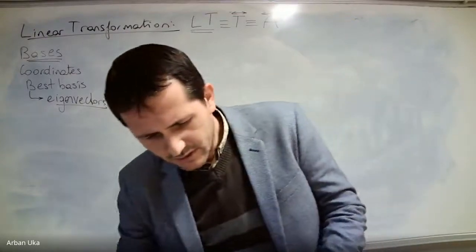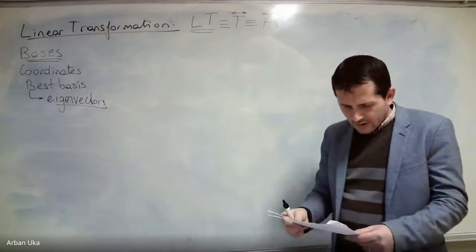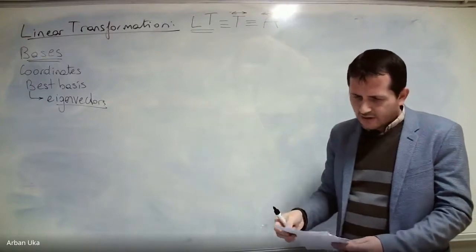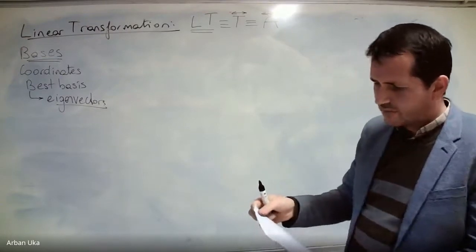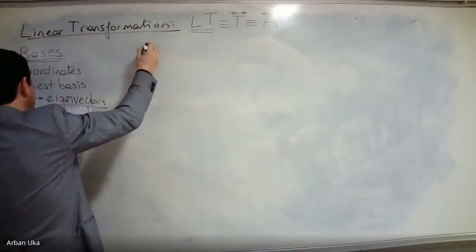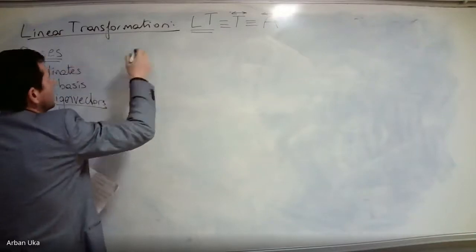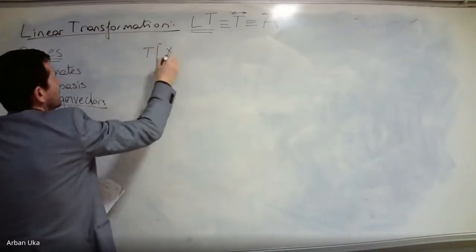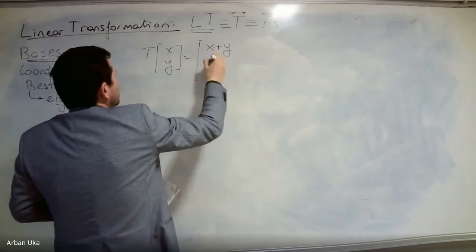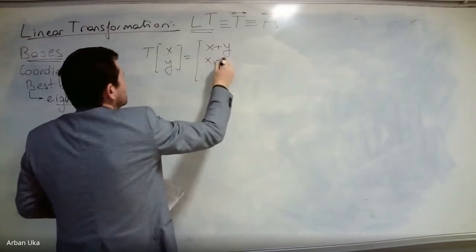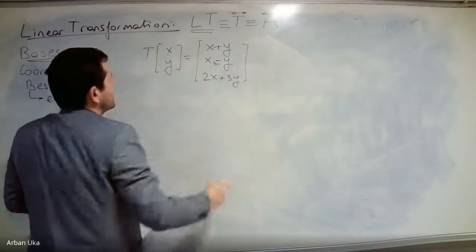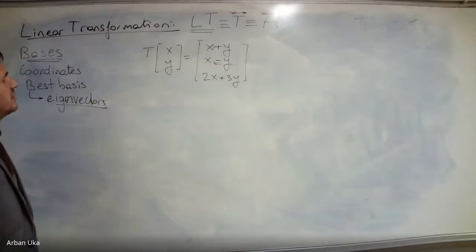Now, let's continue here. So we have the linear transformation. The linear transformations have respective matrix representations. And first of all, let's see an example. The linear transformation is described as follows. T(x, y) is equal to (x plus y, x minus y, 2x plus 3y). So this is a linear transformation. This is how we describe these.